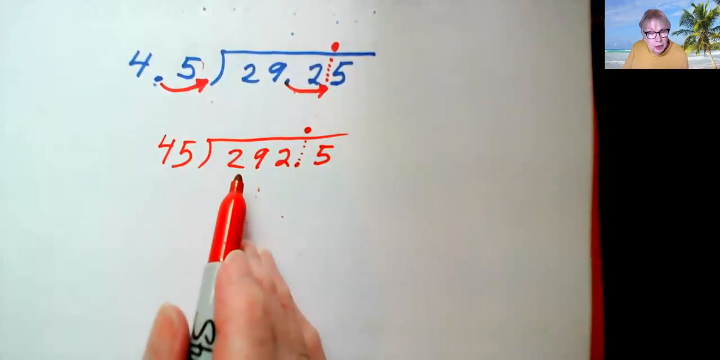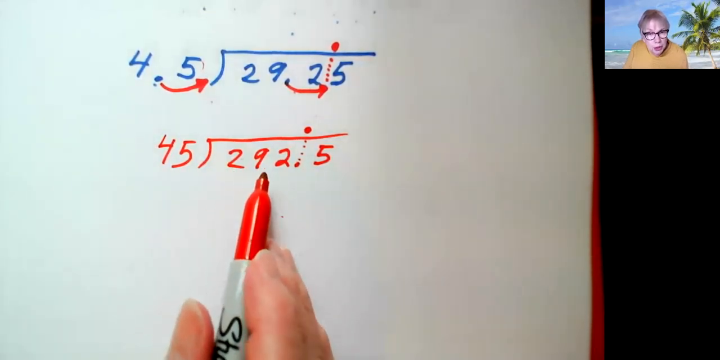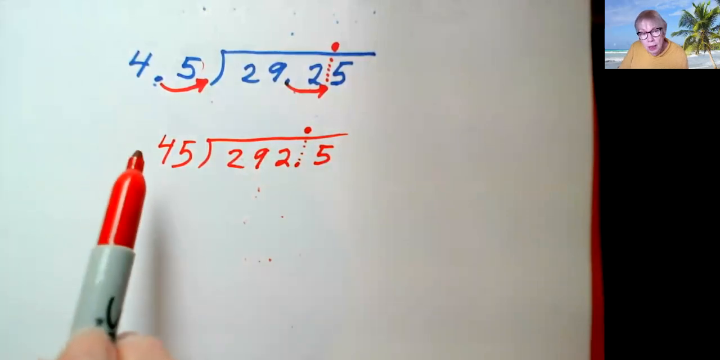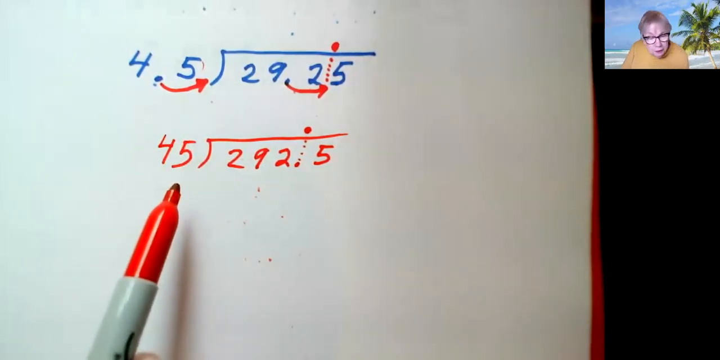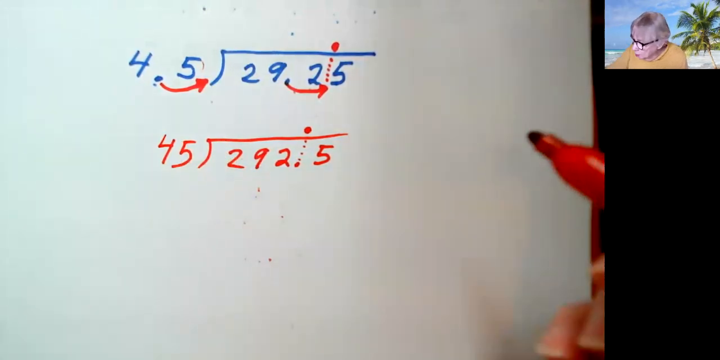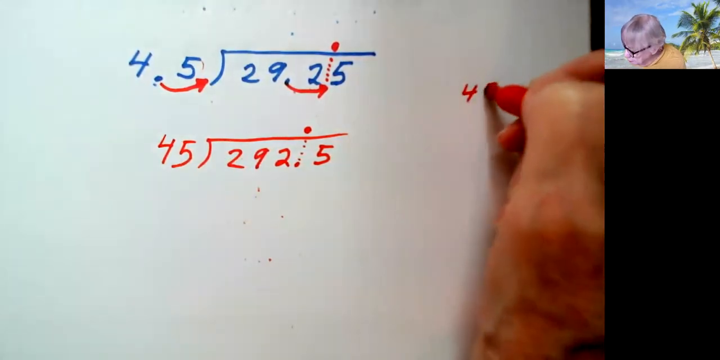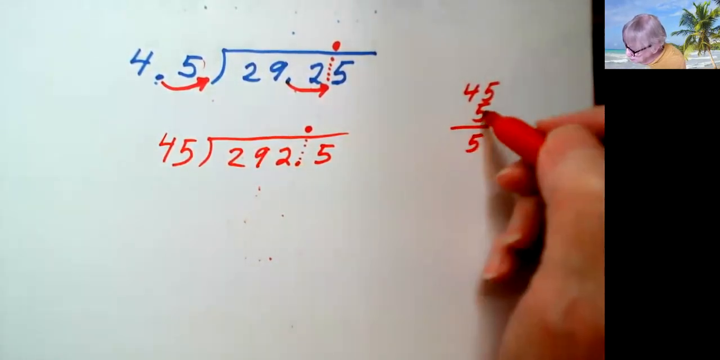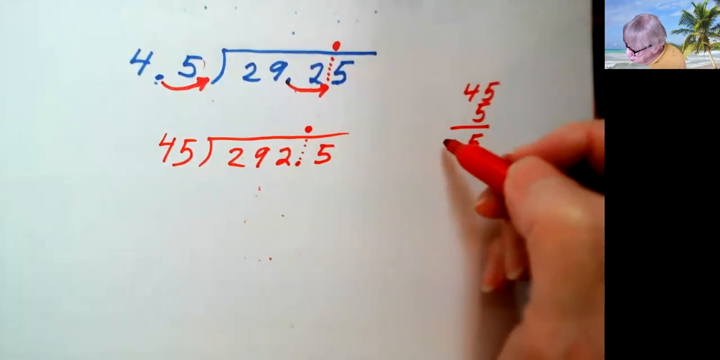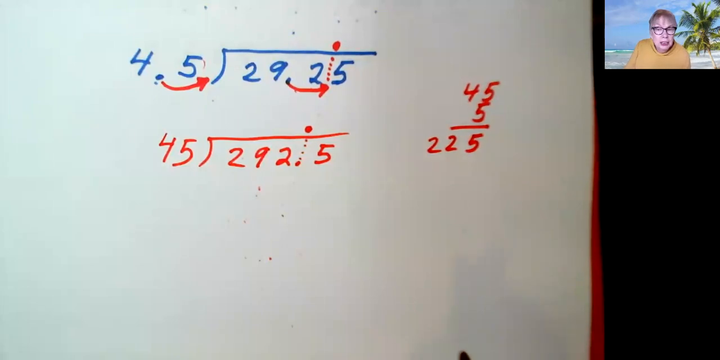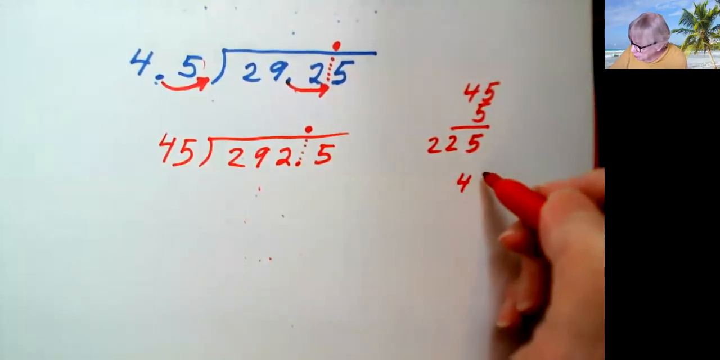So 45 doesn't go into 29, but it should go into 292. So let's try to figure out exactly how many times that would be. I'm going to think of this maybe as 50. This is close to 30, somewhere around 6, but I'm thinking maybe 5. I don't know. I'm going to try one and see what it looks like. 5 times 5 is 25, carry a 2. This is 225. I don't think that's large enough. I should have gone with my original one.